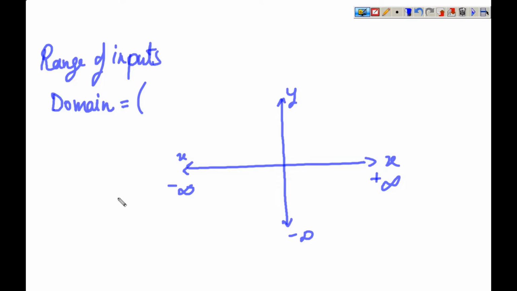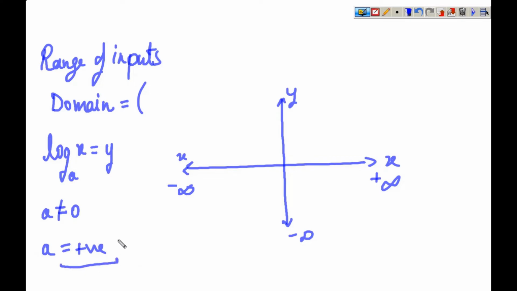In the logarithmic function, if I have log of x to the base a equals y, the base cannot be 0. A can never be 0, because anything to the power 0 is 1, so it's not a log function. Also, a needs to be positive, always positive. So using those rules, let's find the range of inputs, what we can get.